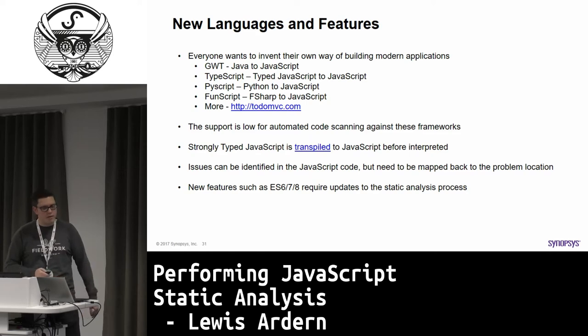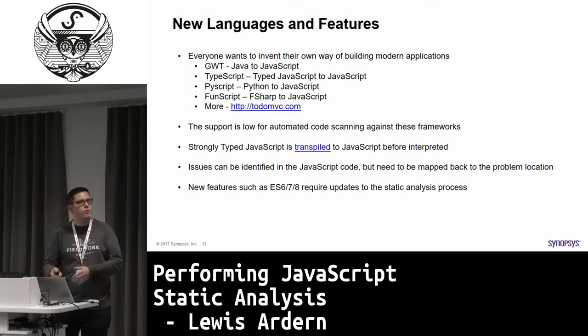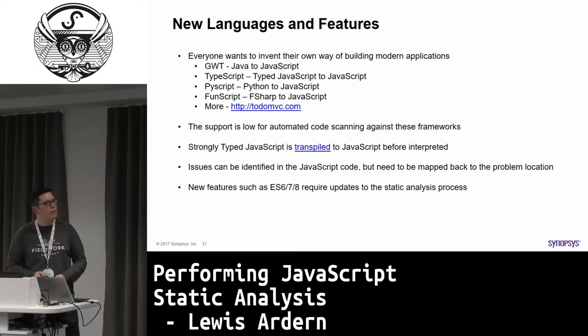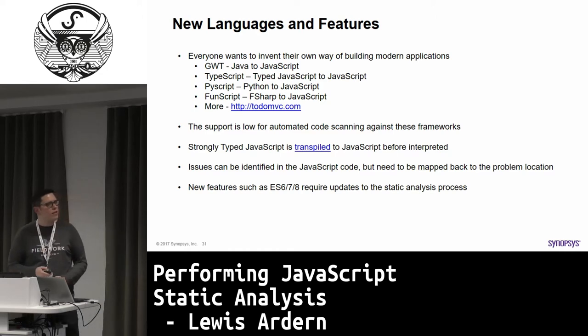And what we're starting to see is that there's quite low support when it comes to automated code scanning tools to actually support these languages, because there's really no need to, in a sense, because you're basically having to transpile that code to JavaScript for it to be interpreted anyway in the browser or on the server. So in a real-world scenario, security issues can still be found when you're writing in these languages, but you would have to identify it in the JavaScript code and then basically map it back to that strongly typed language.